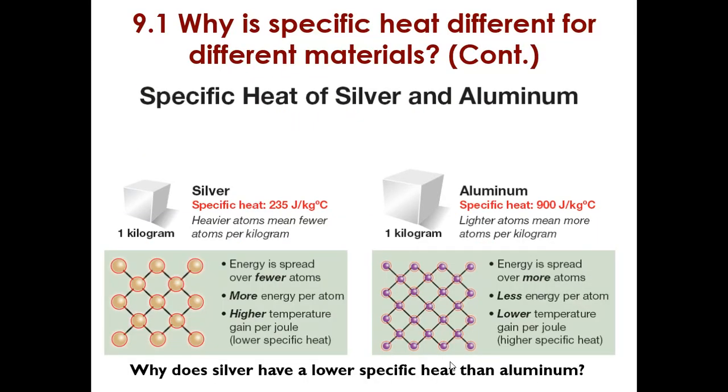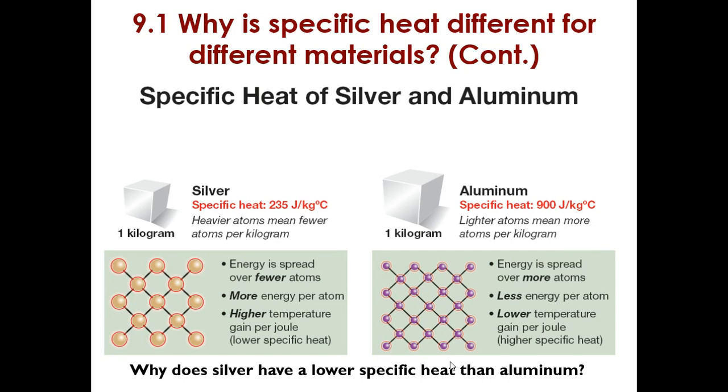So this picture kind of explains that. Here we have silver atoms are bigger, aluminum atoms are smaller, right? So it takes more aluminum atoms to equal 1 kilogram than it does silver atoms to equal 1 kilogram. Therefore, it takes more energy to raise the energy of each molecule up to a certain point. Remember, temperature is average kinetic energy per molecule. So if we wanted to raise the temperature of both of these things to the same, we need to give the one with more molecules more energy so that they have the same energy per molecule. Okay, so they have a higher specific heat.